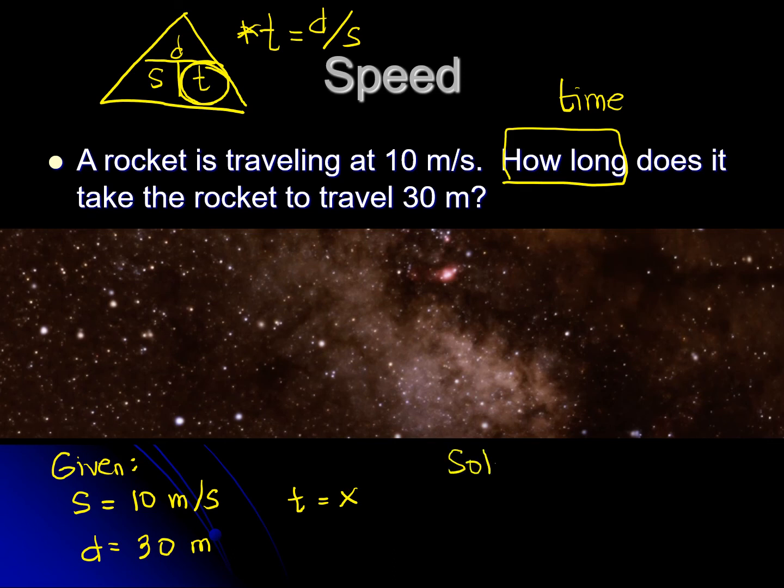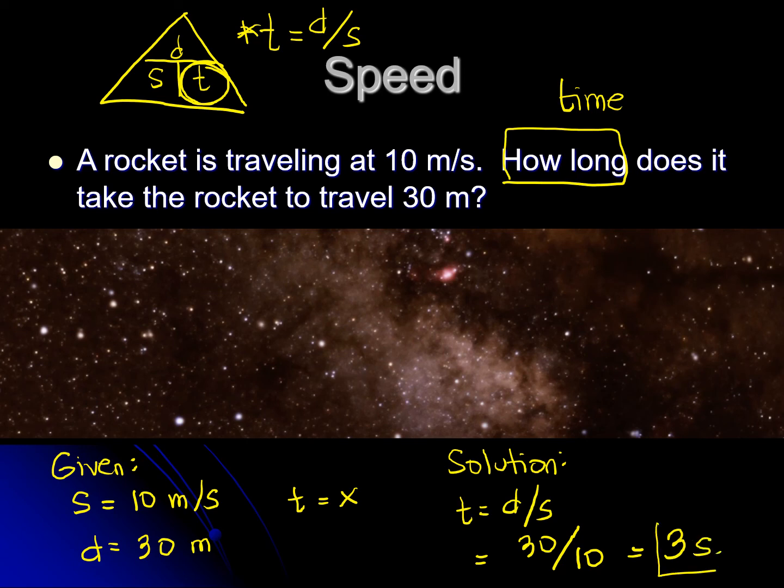So our solution will be T is equal to D over S, right? So distance is 30. I will remove the units now. Speed is 10. So 30 divided by 10, you have 3. 3 what? This is time, so this is 3 seconds. So this is the final answer. So how long? The answer is 3 seconds.